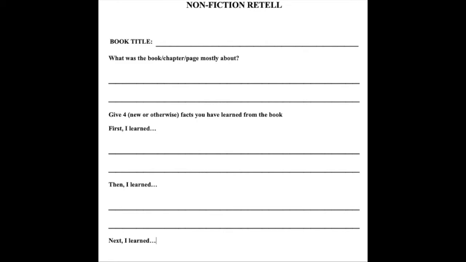This co-created graphic organizer asks students to recall what the book, chapter, or page was mostly about, right from the get-go in a succinct manner. I remind students to use the words in the question to start off their answer. The next portion of the organizer asks students to recall 4 new, or otherwise, facts that they have just learned from the book. The sentence starters provided come with transition words to create flow between these 4 facts.